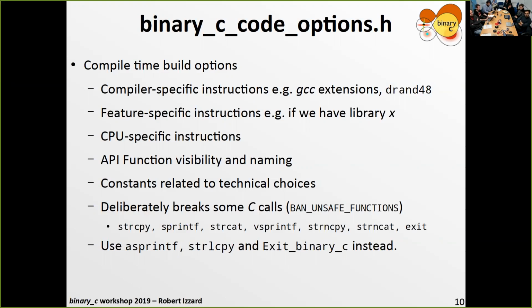There's a load of constants in here, which are technical things that are defined that you might need. And also, I deliberately break some C functions, which you may consider standard. Okay? Things like strcpy, sprintf, strcat, these kind of things. The reason that most of those are deliberately broken is because it's very easy to screw up how you use them and cause everything to crash. Buffer overruns are what those are made of.